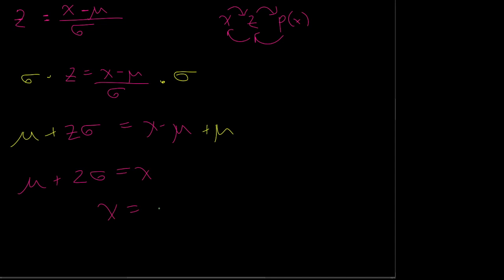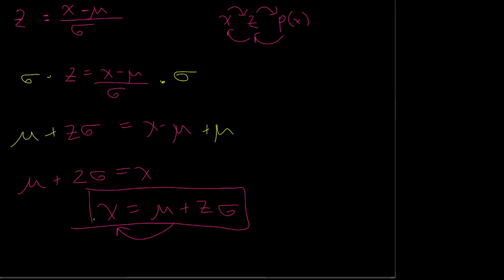Or if we read it from left to right, the mean plus the z-score times the standard deviation gives you your continuous variable. And this is the formula that we jump to on our sheet when we want to go from a z-score to an x value.